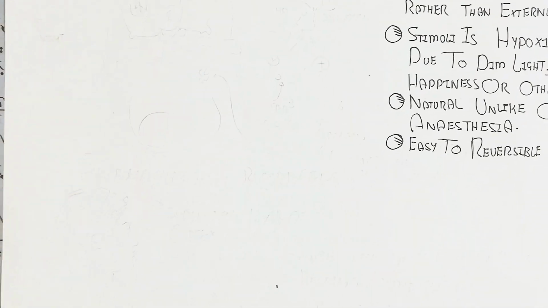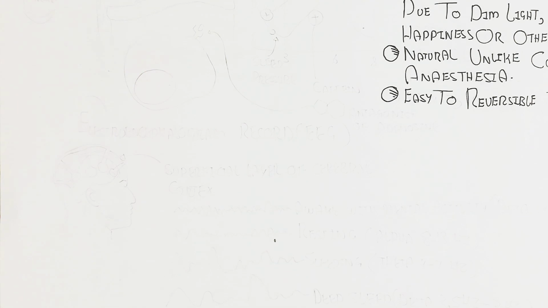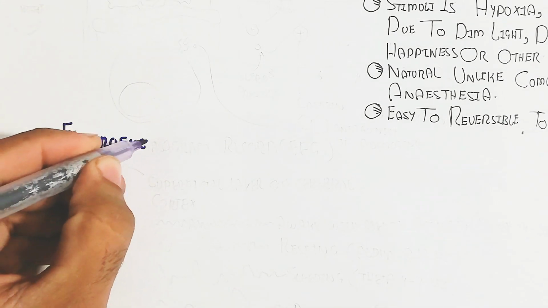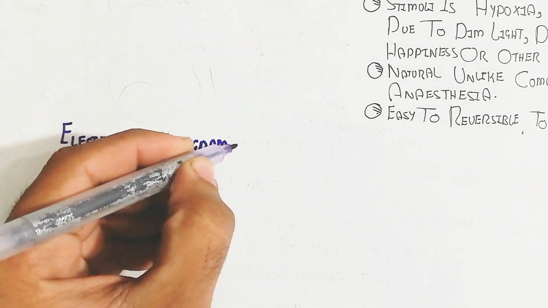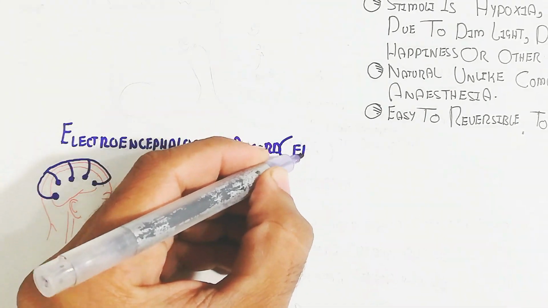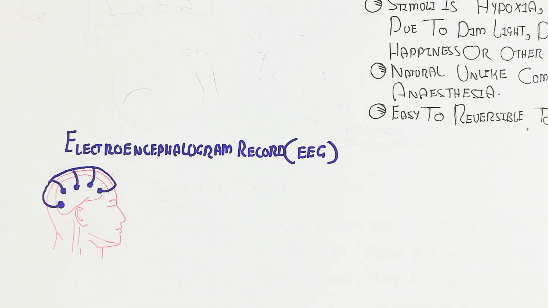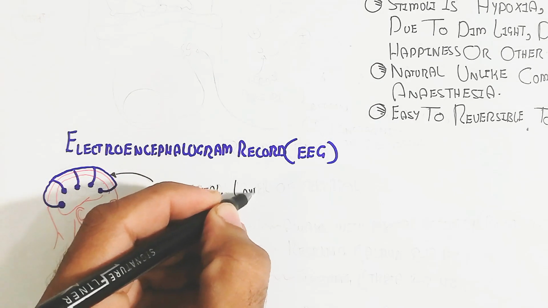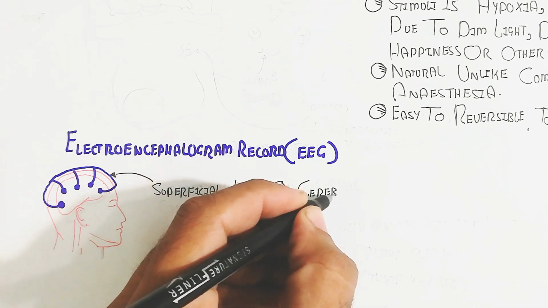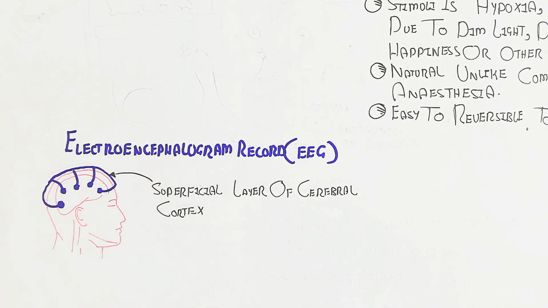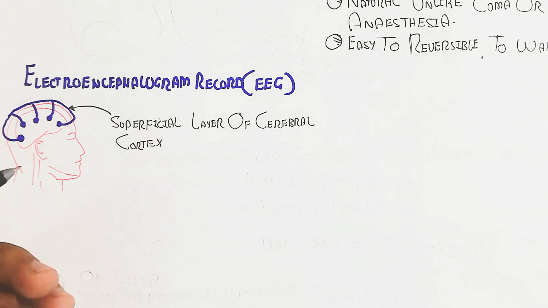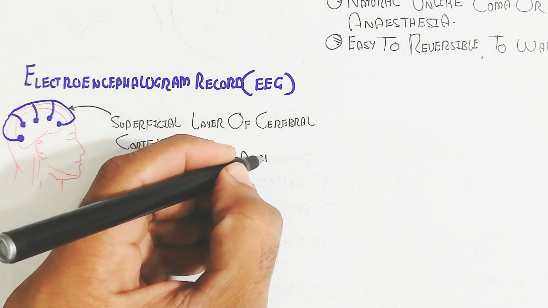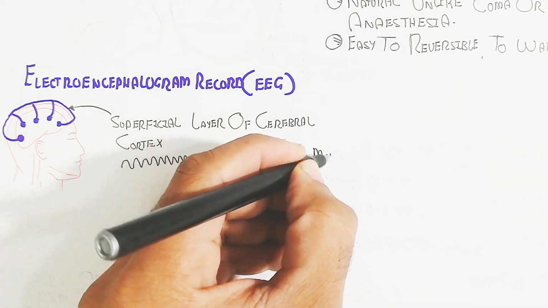Let's begin to understand the electroencephalogram, the EEG record. In this way, during the whole duration of the night's sleep, we can record and check the waves. The electrode is put on the superficial layer of the cerebral cortex to detect through EEG.